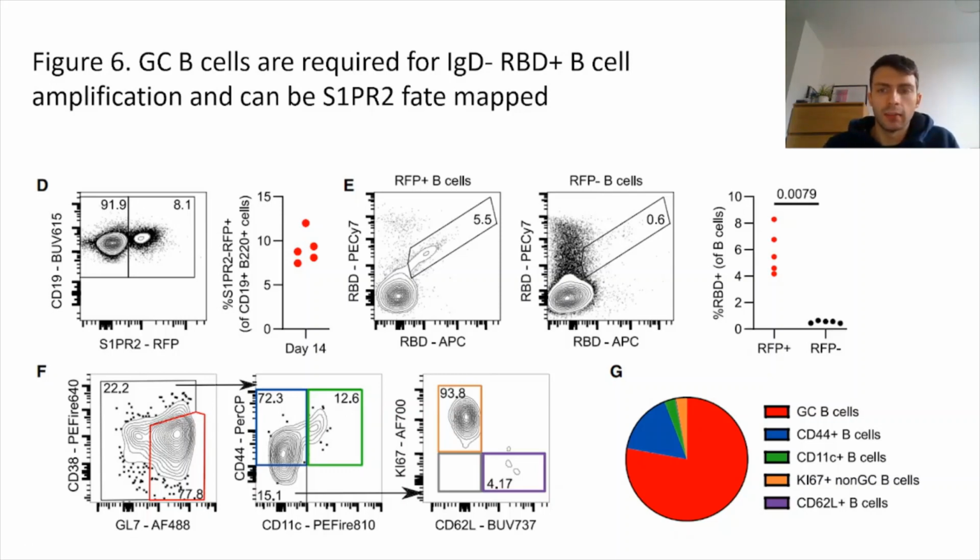Then taking the S1PR2 labeled RBD-specific B cells, we looked at our various subpopulations of cells. This time we gated germinal center B cells as GL7 high and CD38 low cells, and then we used our familiar gates of CD44 and CD11c, Ki67 and CD62L to describe the various subsets at day 14, which we show in G in the pie chart.